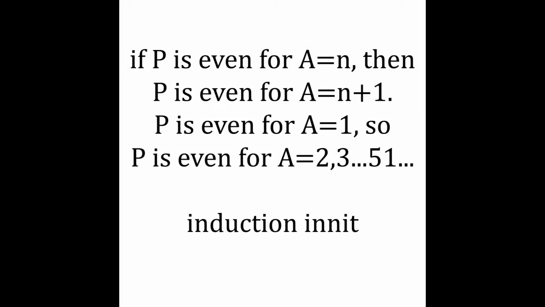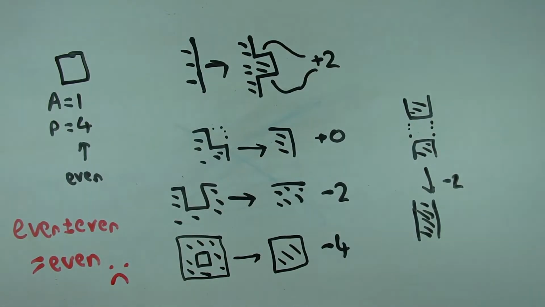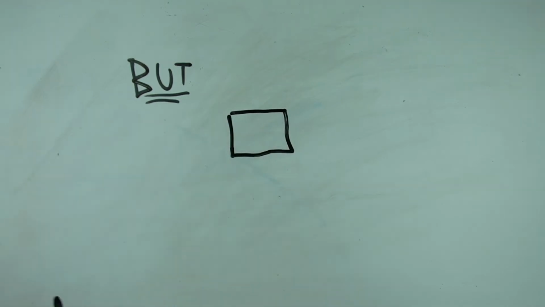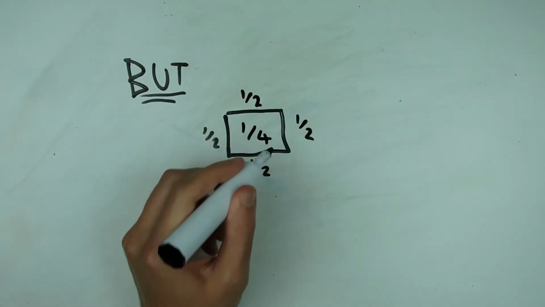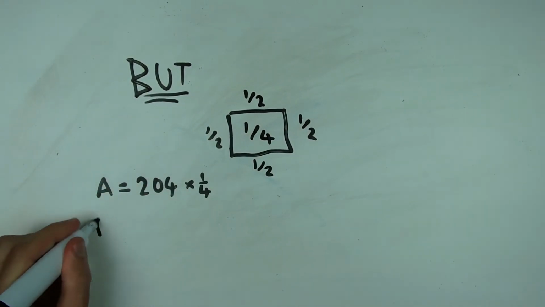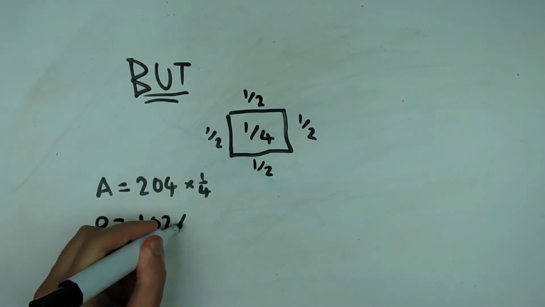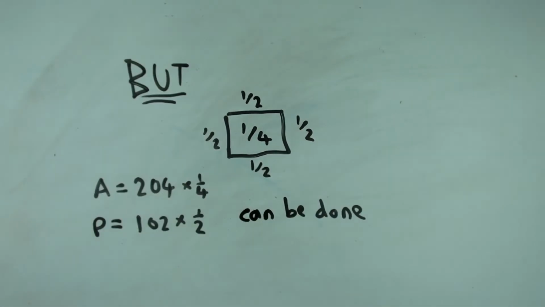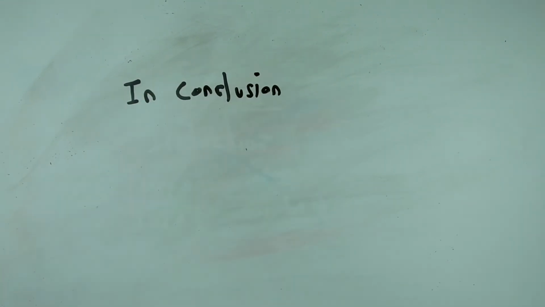This means that the perimeter is always an even number, and 51 is not an even number, so it can't be done. Although you can do it by arranging 204 quarter unit squares into a shape that has a total perimeter of 102 half units, which is exactly what I did. Here it is, area 51. In conclusion, maths is pretty cool.